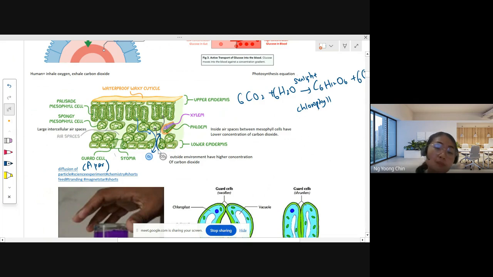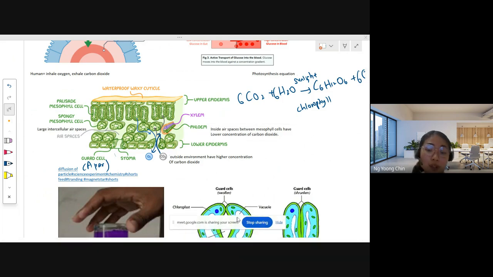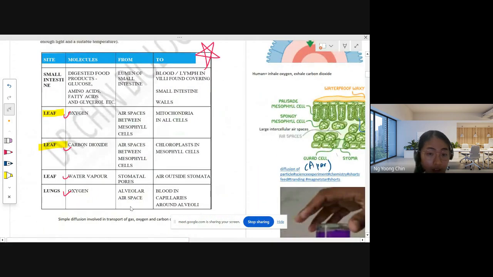So why it's called simple diffusion is because when the carbon dioxide enters the leaf through the stomata, the outside environment has the higher concentration of carbon dioxide, and inside the mesophyll cell, they have the lower concentration of carbon dioxide. So naturally, the carbon dioxide would diffuse from the high concentration outside into the inside of the mesophyll cell. Inside the airspace of the mesophyll cell, we have the low concentration of carbon dioxide. So this is what we call simple diffusion. Okay, so it involves the airspace between the mesophyll cells.